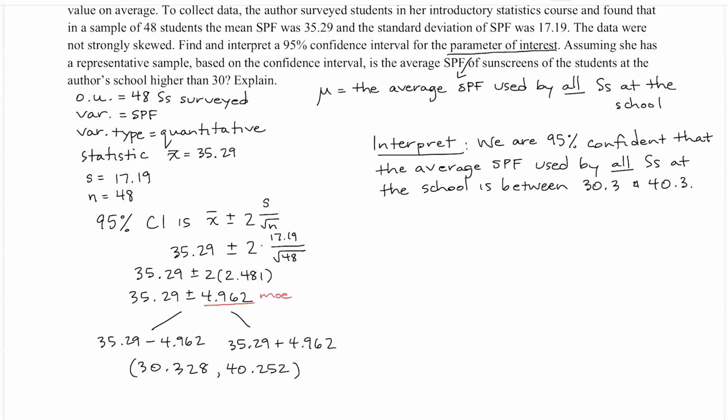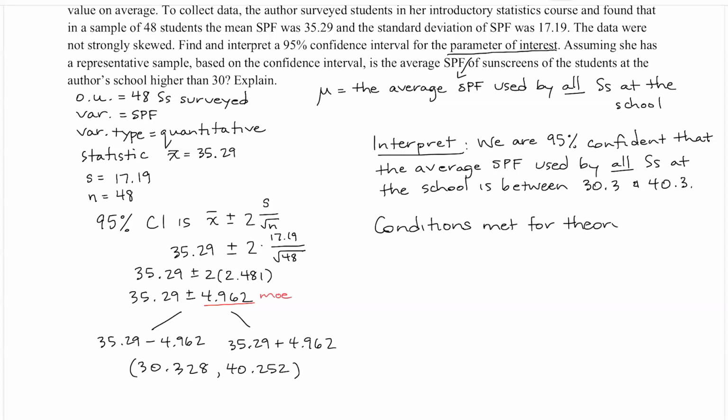Gosh, I'm really sorry. So you might be asking, why are we using decimal numbers here when SPFs only come as whole numbers? And that's true, but remember, these are estimates for the average for all students. So the average could certainly come out to have one or more decimal places in it.